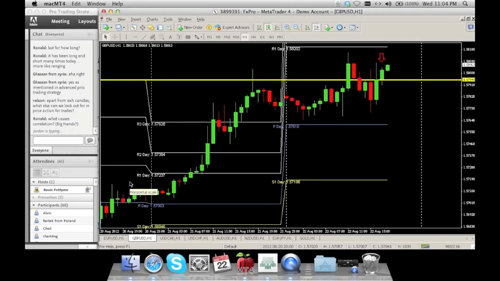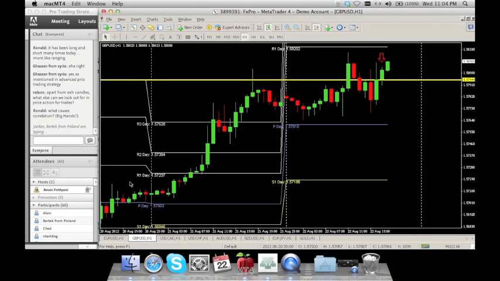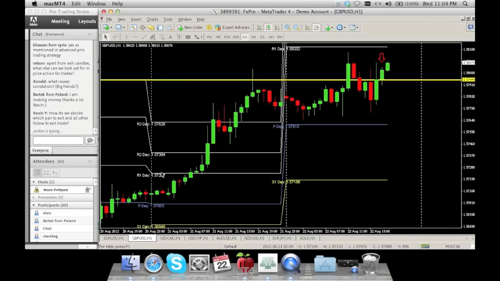Nelson, apart from exhaustion candles, what else can we look out for in price action for trades? What causes correlation? Big hands. The reason why you have correlation is because the US dollar is making a movement. The common thing between all of these pairs that I have is the US dollar. That's the reason why they all move in a similar fashion. Okay, I'm making money. Thanks a lot, Naveen. Are you long, Bartek?